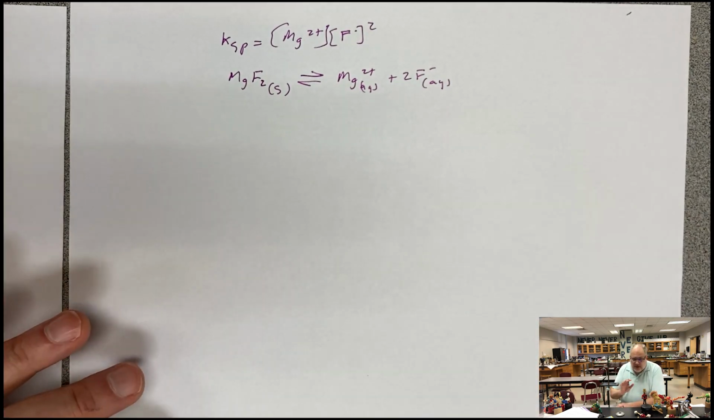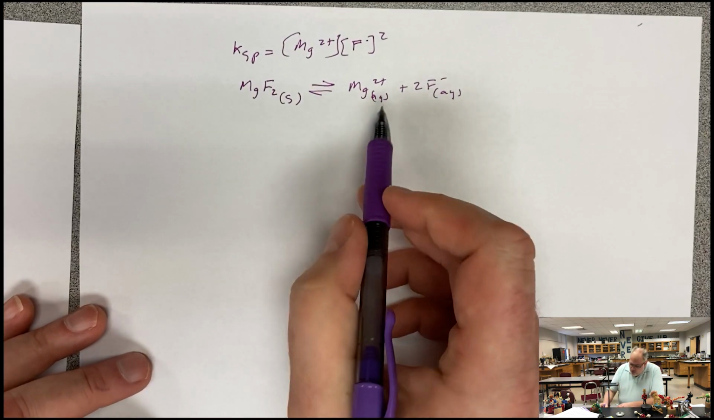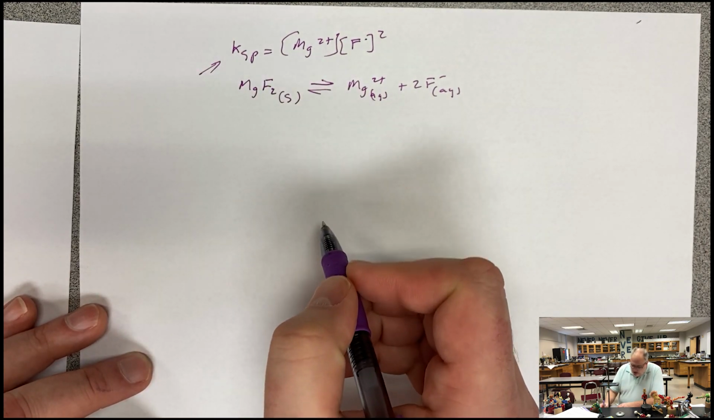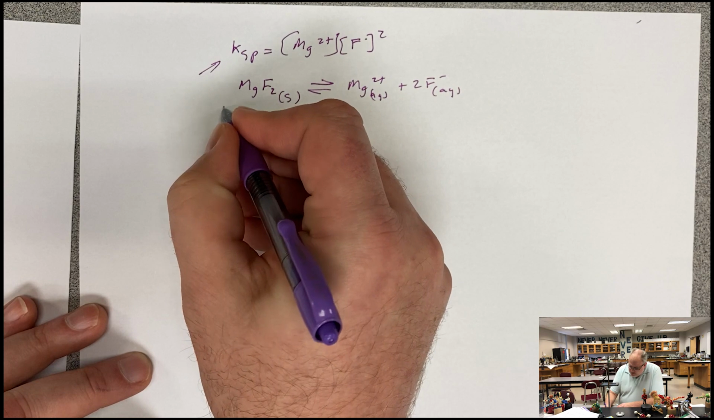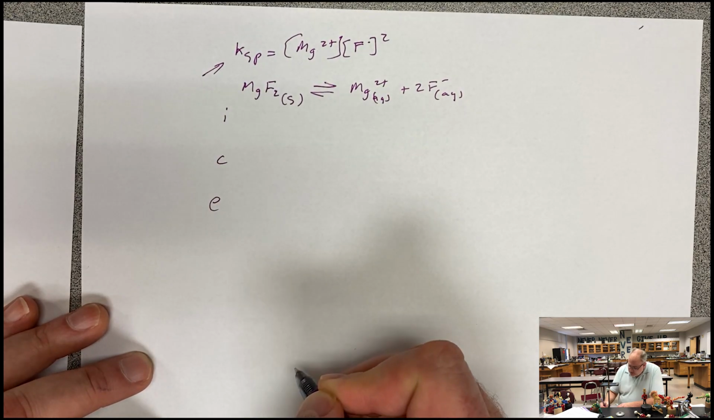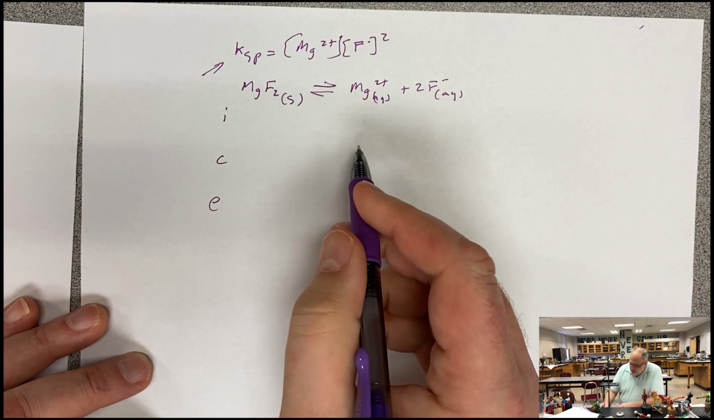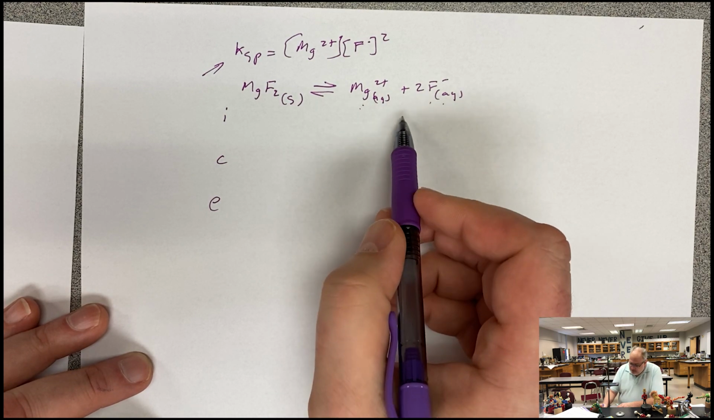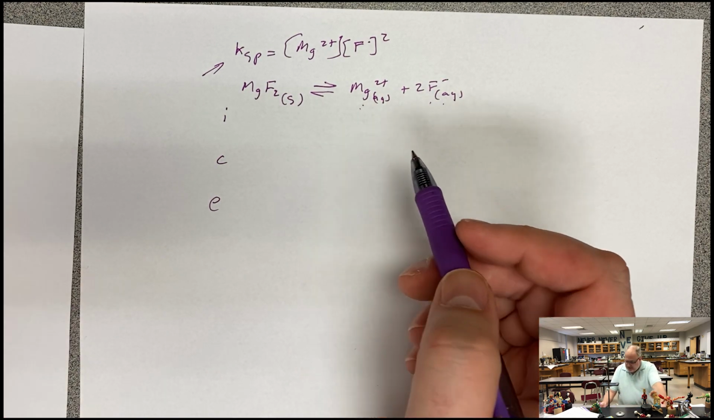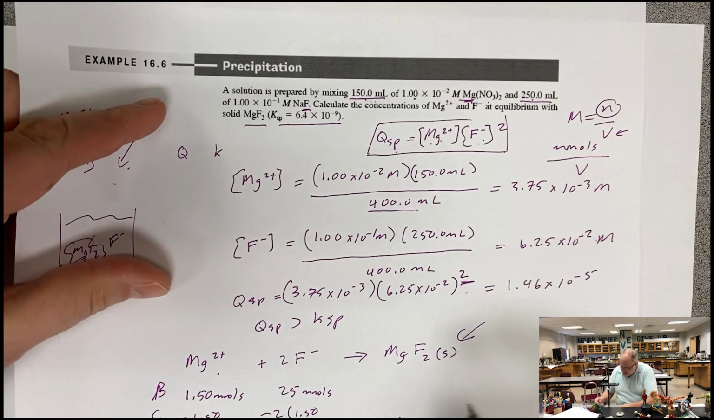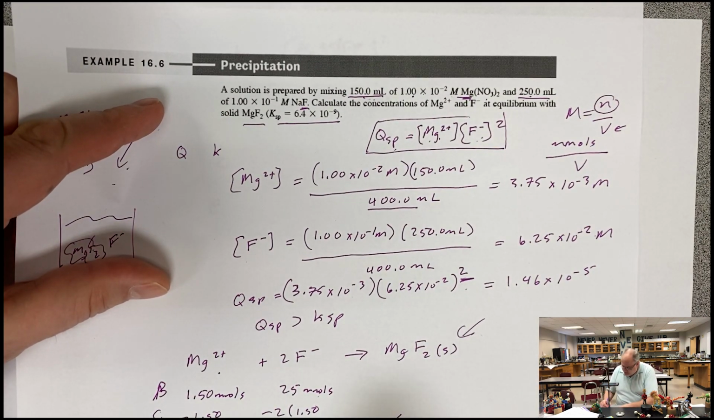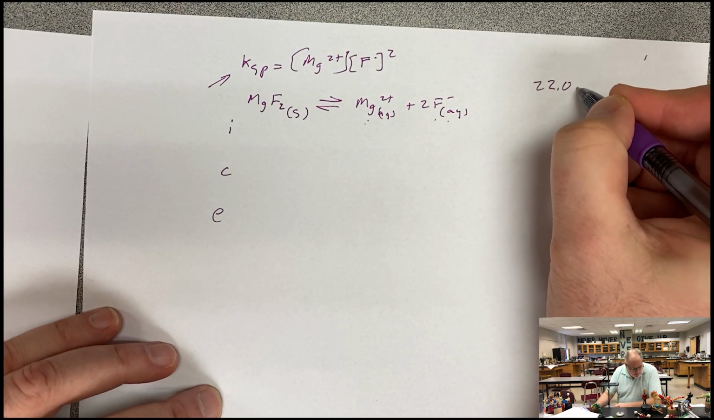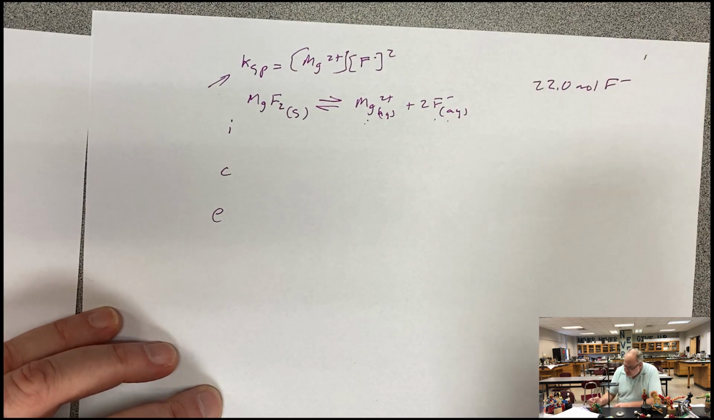Now watch, and this is kind of a big deal. In order to solve this problem, we know what the Ksp expression is. Our goal is to figure out what our equilibrium values are, so can't we do an ICE problem? If we're doing an ICE problem, then we need to know the initial concentrations of both of these. Because we had an excess of F−, but that's in millimoles, I have 22.0 millimoles of F− left sitting here.